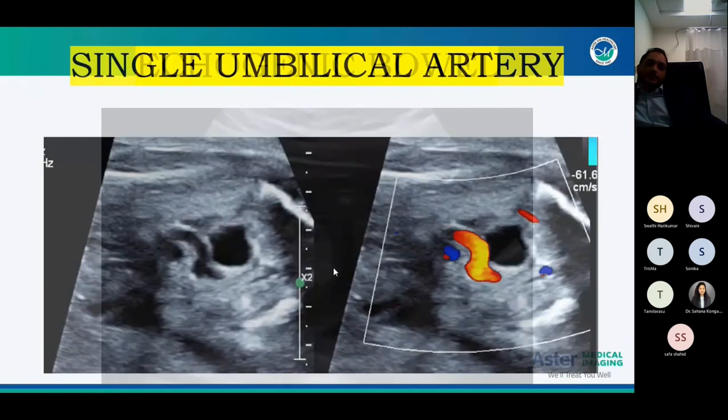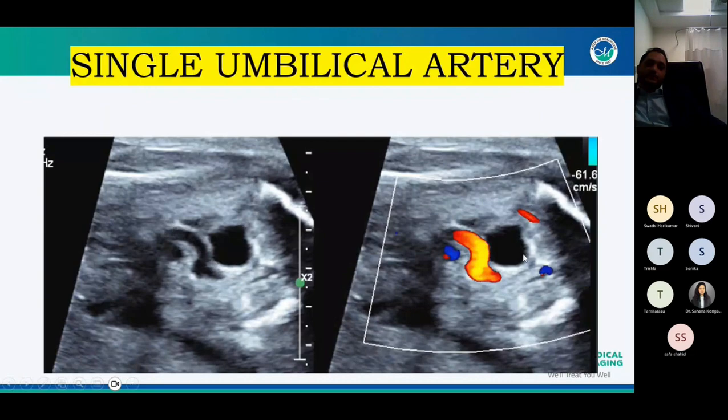This is a single umbilical artery. Normally you see two arteries on either side of the bladder, but here we are seeing only single umbilical artery. Again, high risk of aneuploidies and also high risk of cardiac abnormalities. So whenever you see a single umbilical artery, also do a fetal echo to rule out associated cardiac abnormalities.